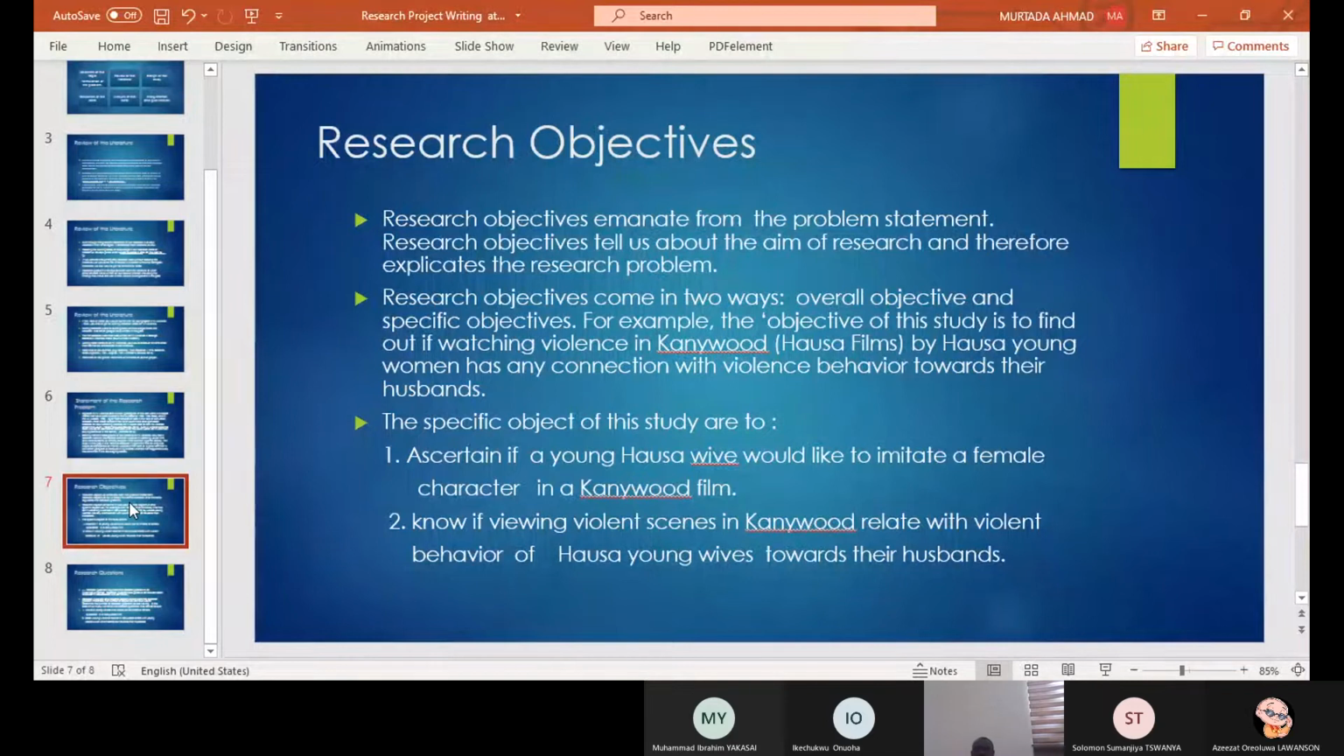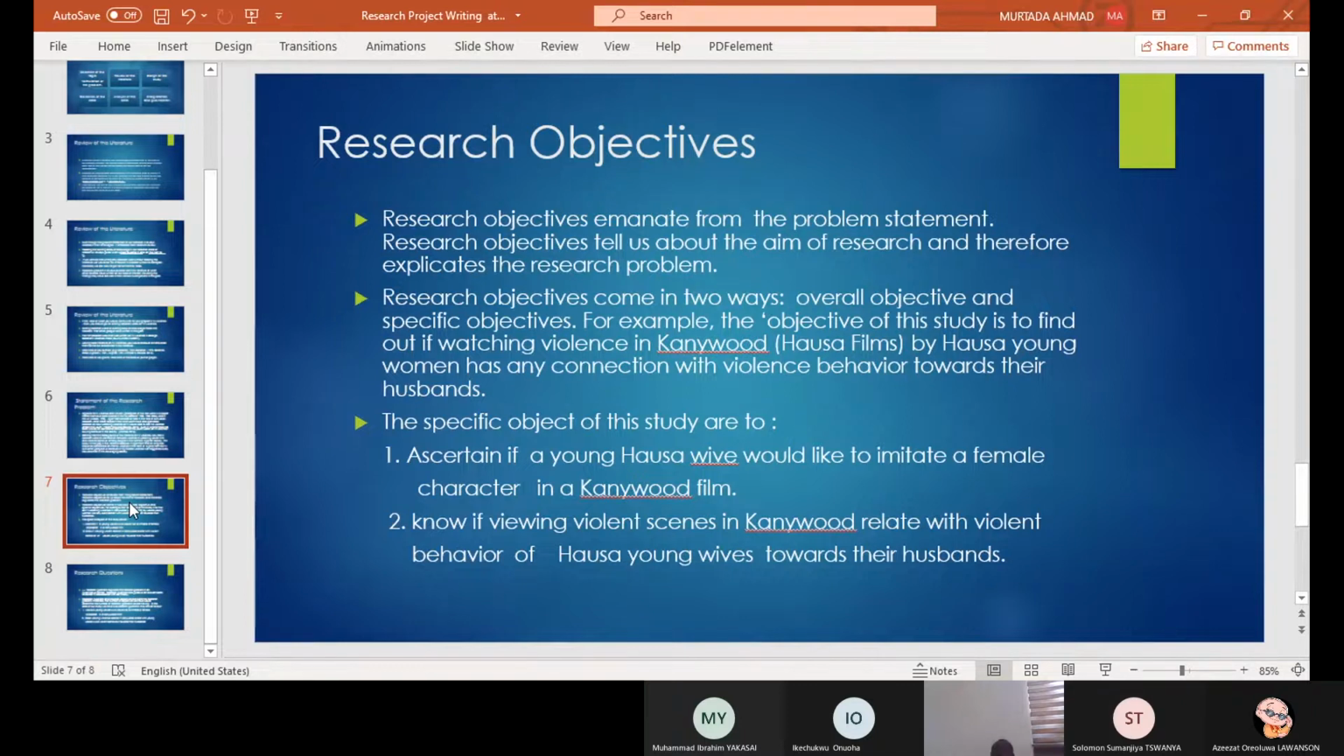I mentioned that particular area that research objective comes in two ways. It can be an overall objective. You have to state it, and then you have to break the objective down, split it into comprehensive statements. Look at, for example, we said the objective of this study is to find out if viewing violence in Kannywood Hausa film by Hausa young women has any connection with violent behavior towards their husband. And then, that is the overall objective. It's a summary objective. It summarizes everything.